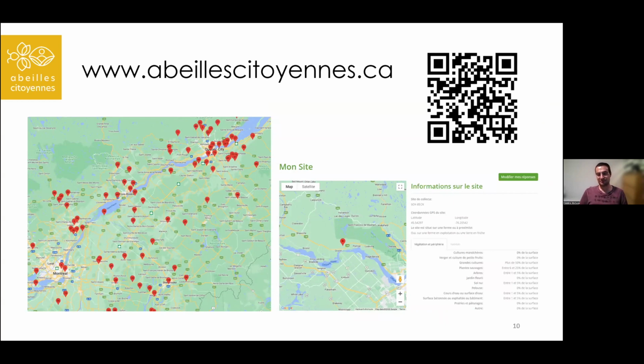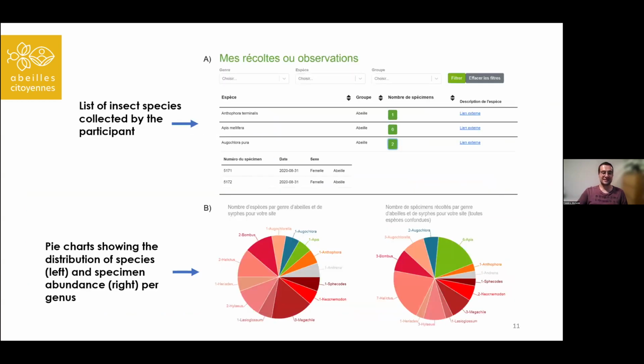So here you have an example from one of the sites, and they also have access to all the data from the pollinators they collected. So they have the list of all their specimens, and they can filter them, for example, to see the number of species per genus or the number of specimens per genus and so on.